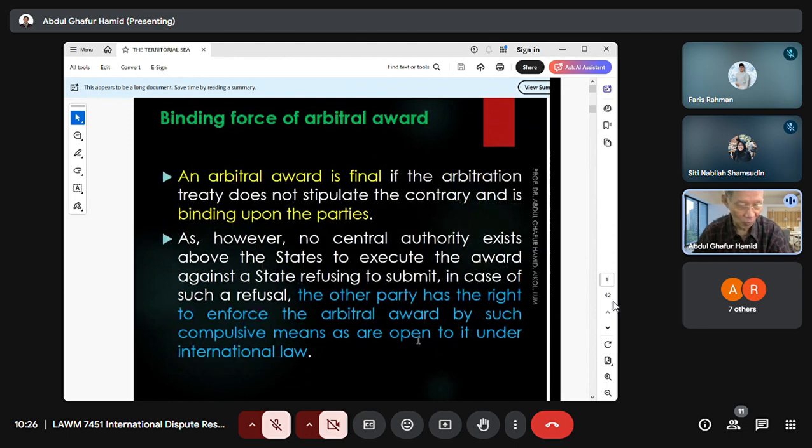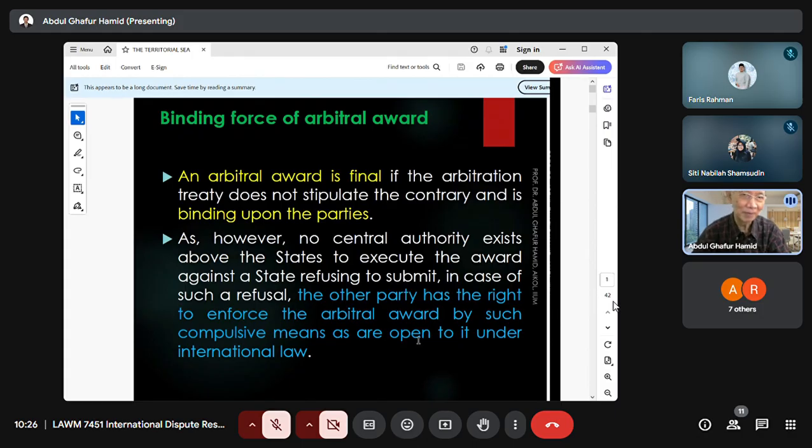Binding force of the arbitral award. An arbitral award is final and conclusive, meaning that there is no appeal. Not like courts, right? In a court system, there can be appeal, right? Especially in domestic courts, appeal. But in an arbitral tribunal, there is no appeal. The arbitral award is final and conclusive, and it is legally binding upon the parties.